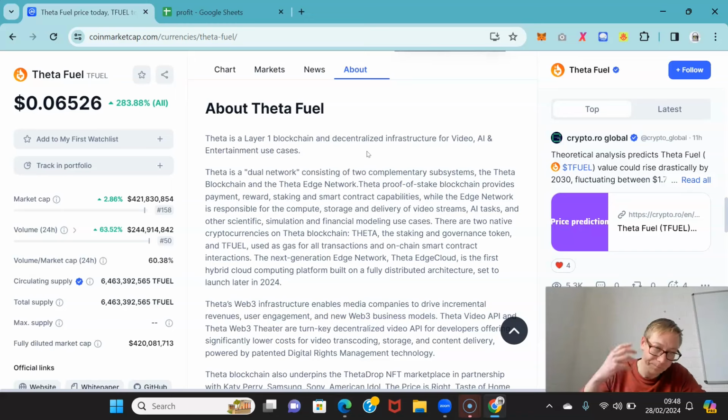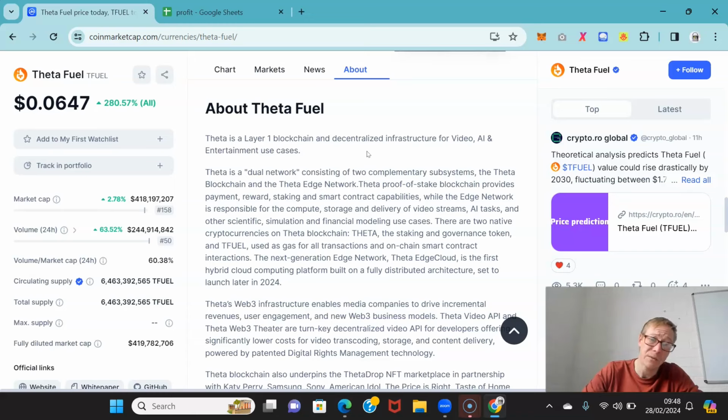As I said, two tokens. Theta is the governance token. It's the staking token. TFUEL is the gas. It pays for all the transactions on the network. It pays for all the smart contract interactions, and it is a reward system for participating in the distributing of video delivery.